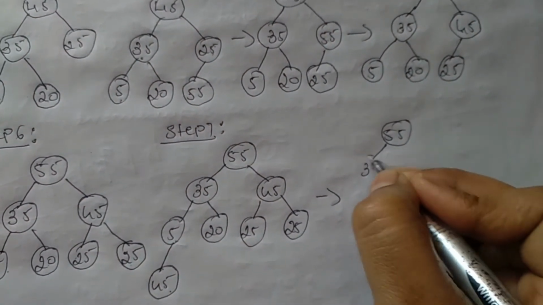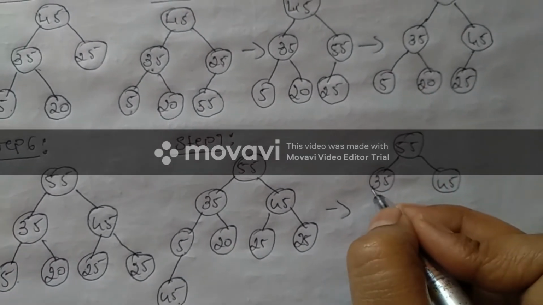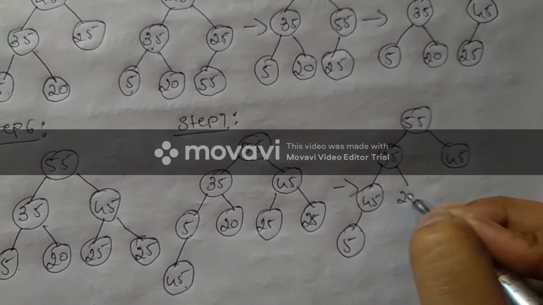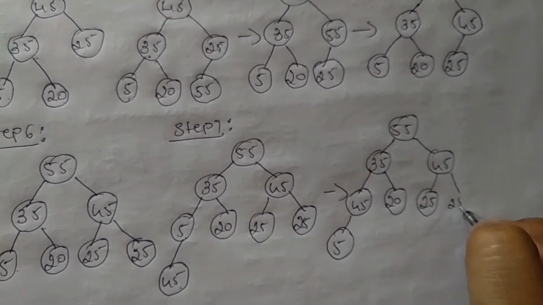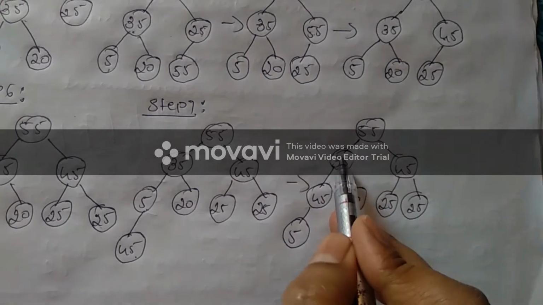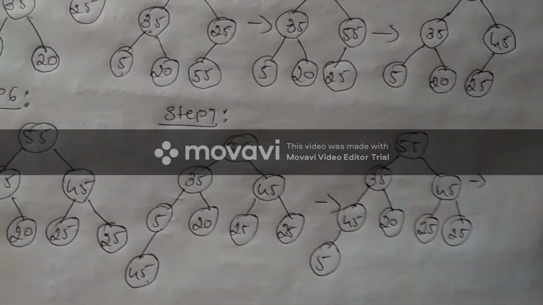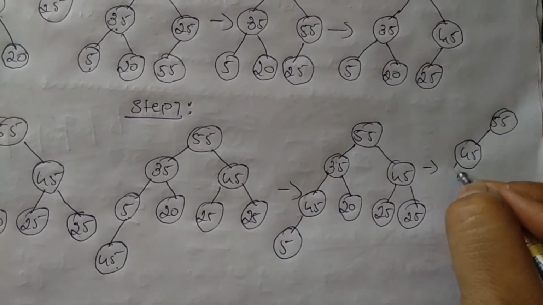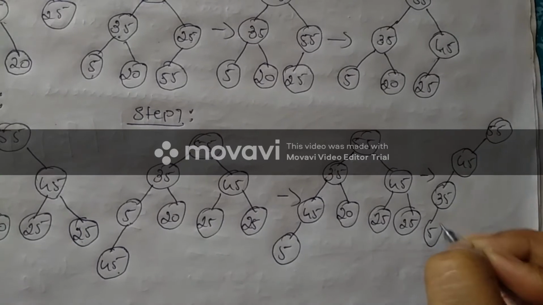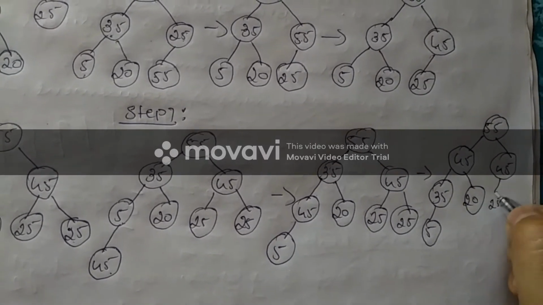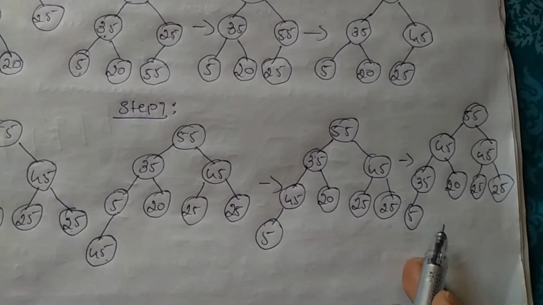55, 35, 45. Then here, in place of 5, 45 should come. In place of 45, 5 should come. Here I'll take 20. Then here, 25. Again, 25. Okay, next here 45, 25, 25, this is satisfying parental dominance, but here 35 and 45, again you need to interchange. 55, in place of 35 you have to write 45, in place of 45 you have to write 35, then 5. Here it is 20, here it is 45, 25, 25. This is step 7.